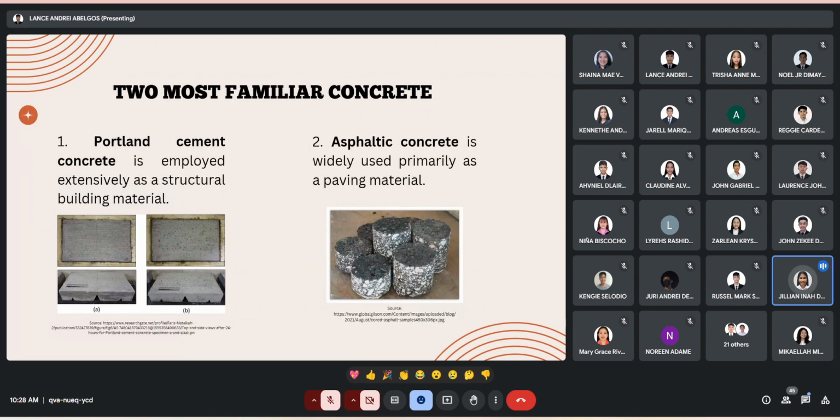The two most familiar concretes are Portland cement concrete, which is employed extensively as a structural building material, and the second is asphaltic concrete, which is widely used primarily as a paving material. In the picture, you can see the example specimen of Portland cement concrete and asphaltic concrete.